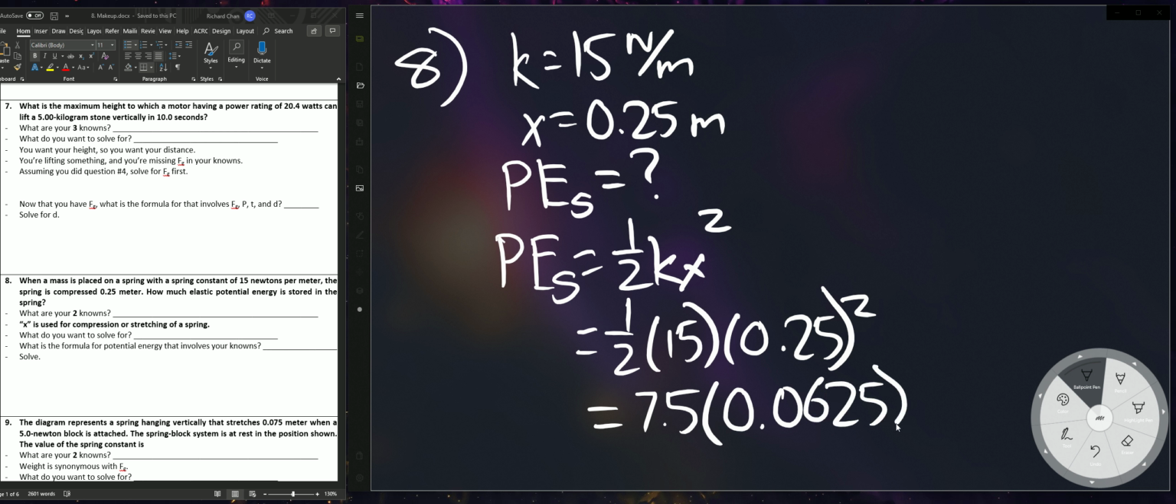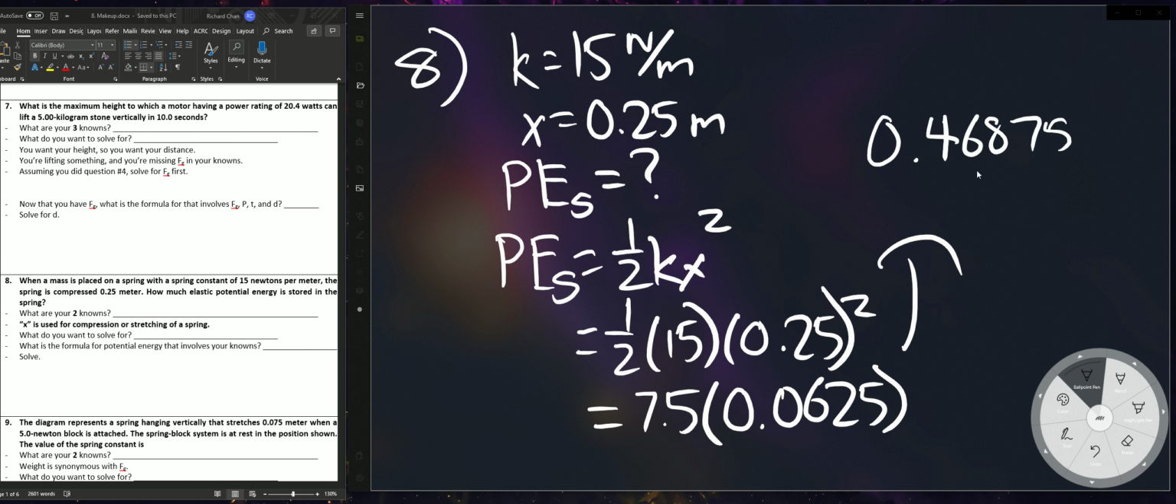0.625. You're gonna have to use a calculator for this. Actually, let me solve it real quick. So 7.5 times 0.25 squared is going to give you 0.46875. And we'll round that to actually 0.47. And I think that's the answer, right? I think that's 0.47 joules. Hold on. Yeah, that's the answer.